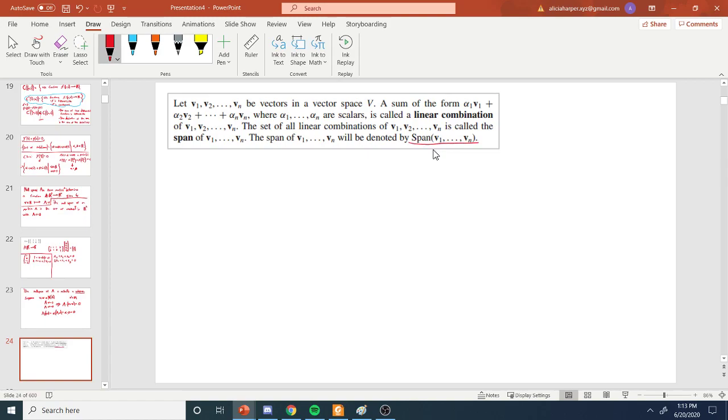So the span is yet another way that we can construct subspaces. So I actually have to verify that for you. And so here's my claim. The span of v1 through vn is a subspace.